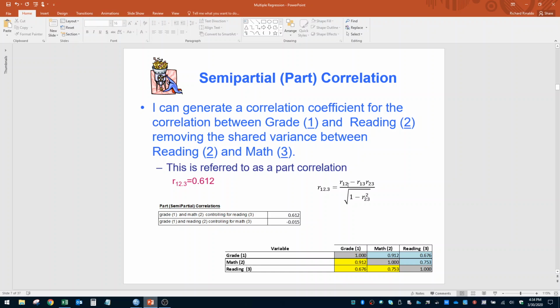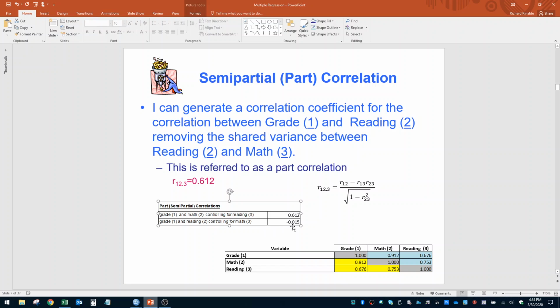It is the correlation between math and grade, subtract the correlation between grade and reading and the correlation between math and reading, all over 1 minus the r squared for the relationship between math and reading. And that's what's left over. I perform that calculation, and the semi-partial or part correlation for grade and math controlling for reading is 0.612.